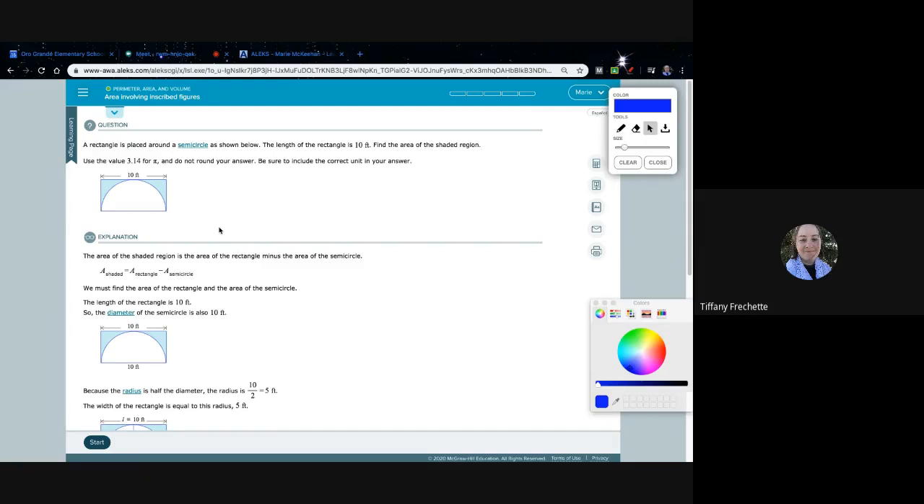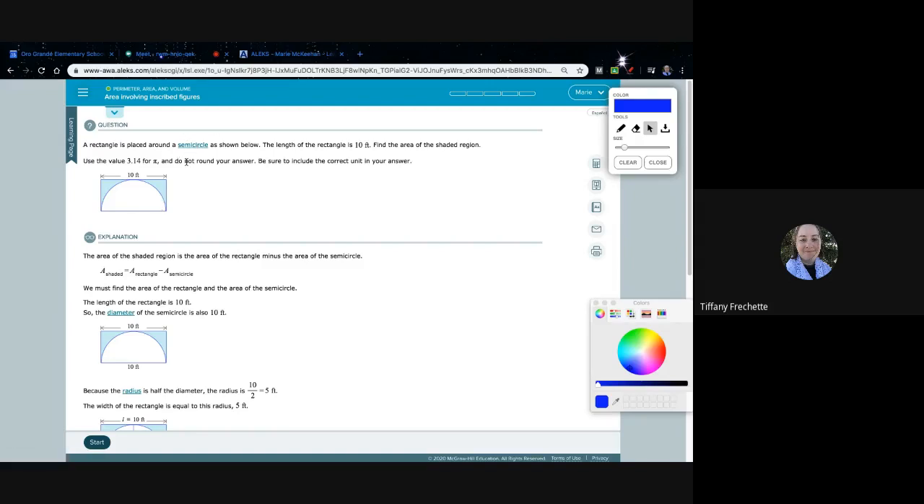So that is a lot of instructions. So first it tells us that we have a rectangle that's placed around a semicircle as shown below. So we have this kind of rectangular figure and then we have a semicircle. Semicircle specifically means half a circle. So it doesn't mean that it's just some random piece of the circle. It's specifically half of the circle.